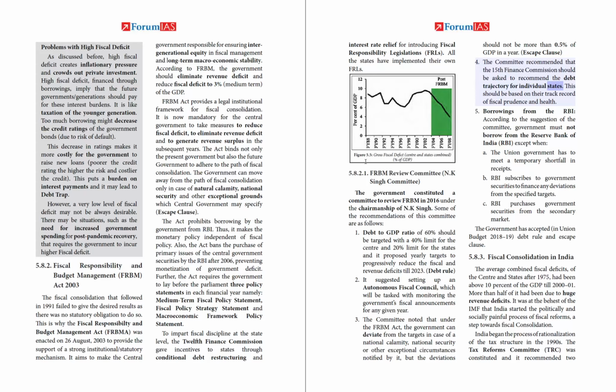This should be based on their track record of fiscal prudence and health. 5. Borrowings from the RBI. According to the suggestion of the committee, government must not borrow from the Reserve Bank of India, RBI, except when: A. The Union government has to meet a temporary shortfall in receipts. B. RBI subscribes to government securities to finance any deviations from the specified targets. C. RBI purchases government securities from the secondary market. The government has accepted the Debt Rule and Escape Clause in Union Budget 2018-19.